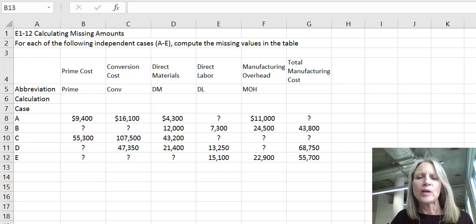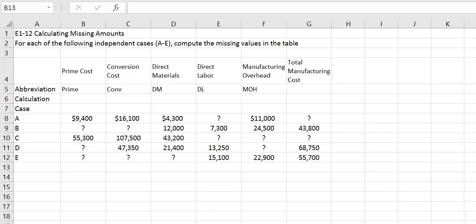Welcome to problem E1-12. This is a problem where you have to calculate missing costs. We're going to start out here by looking at the formulas. The formula for prime cost is direct materials plus direct labor. The formula for conversion costs is direct labor plus manufacturing overhead. And the formula for total manufacturing cost is direct materials plus direct labor plus manufacturing overhead.